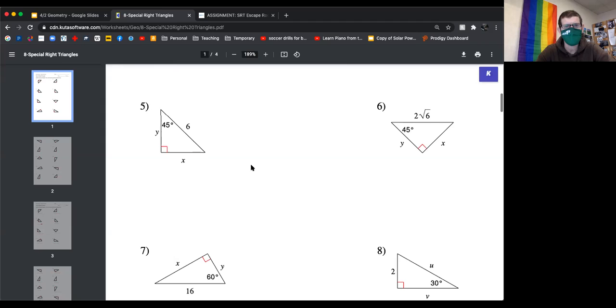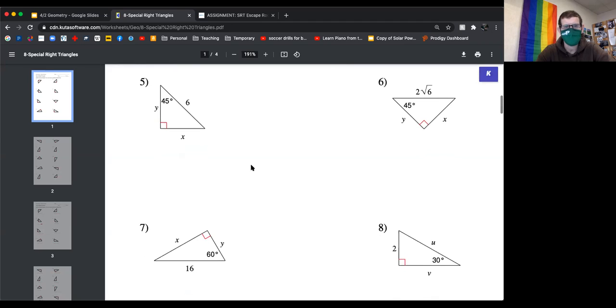So we're going to look at just two problems today. We'll go through both of them. And then I'm going to show you what your specific activity is going to be. So we're going to look at problem number 5 and number 7. When we look at number 5, what type of special right triangle are we looking at? That is a 45, 45, 90.